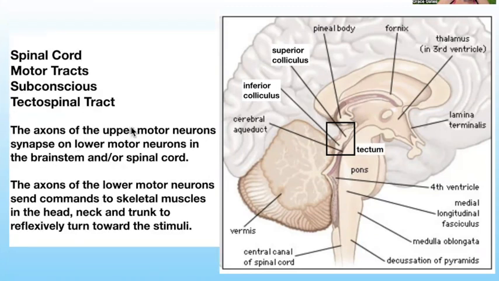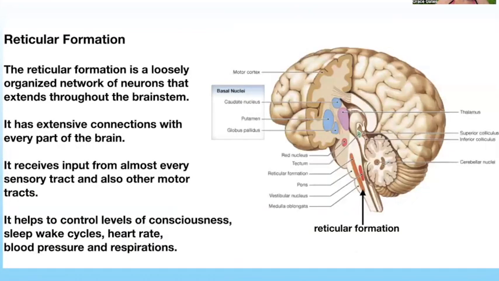The axons of the upper motor neurons from the tectum synapse on lower motor neurons in the brainstem and/or spinal cord. The axons of the lower motor neurons send commands to skeletal muscles in the head, neck, and trunk to reflexively turn towards the stimuli. See what's going on. Why was there an unexpected light or noise? How to react must be decided on.